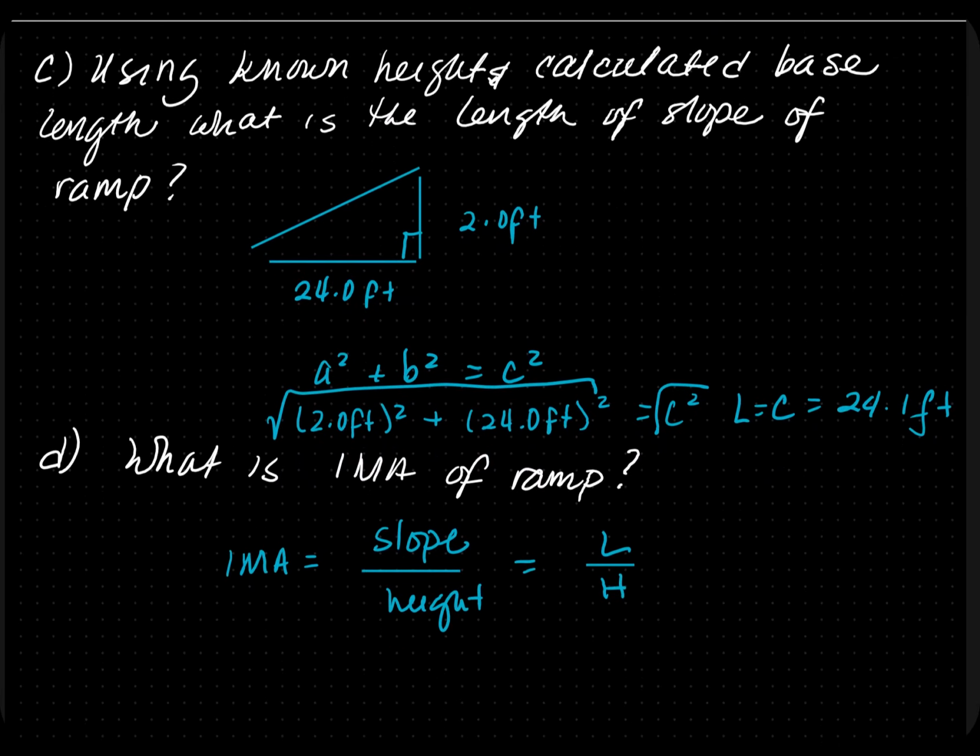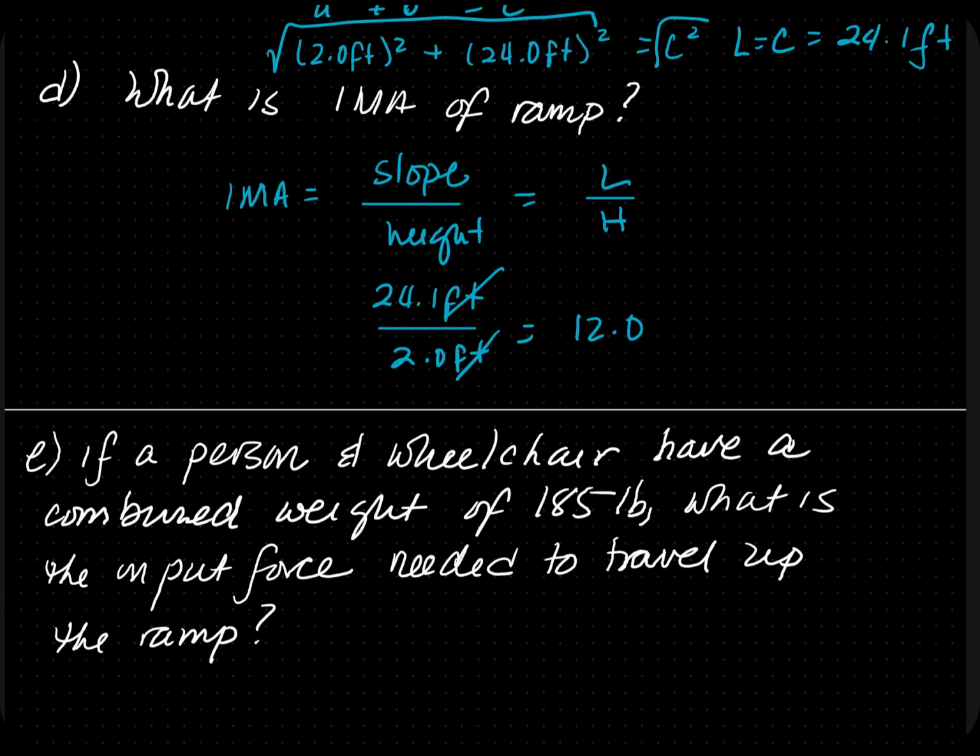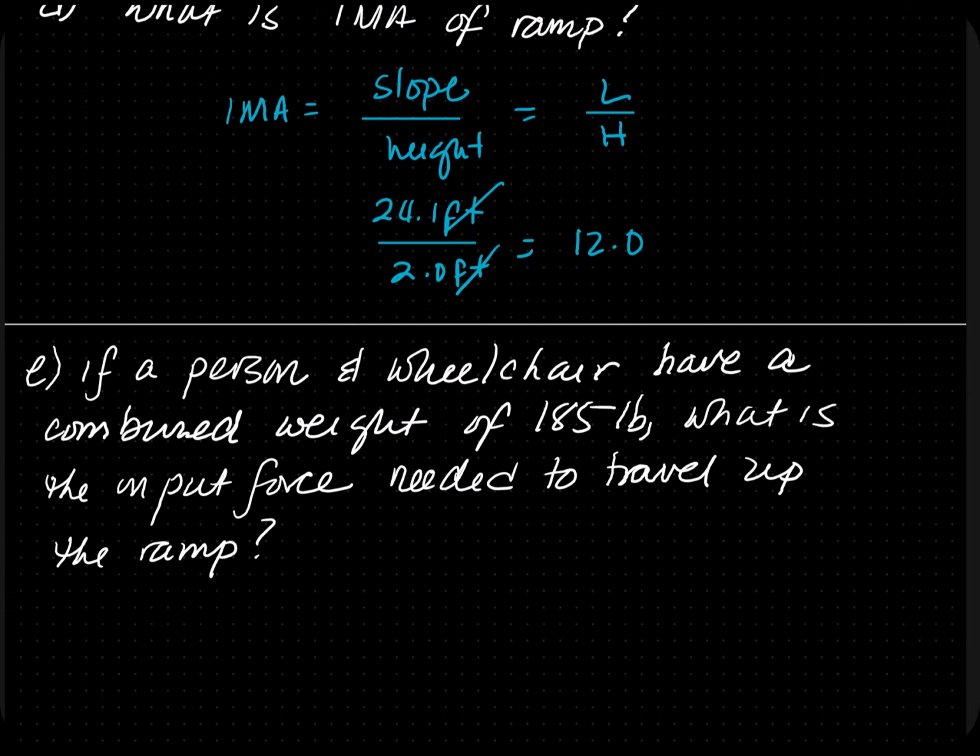We solved L as 24.1 feet. The height was 2.0 feet. Divided by 2, you get 12.0. No units because it's a ratio. The units cancel out. In question E, it says if a person in a wheelchair has a combined weight of 185 pounds, what is the input force needed to travel up the ramp?